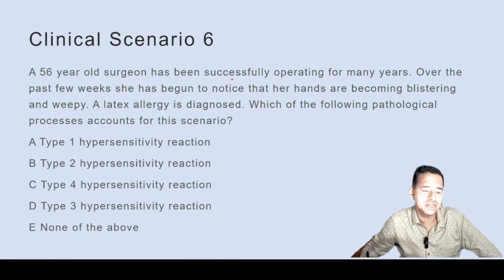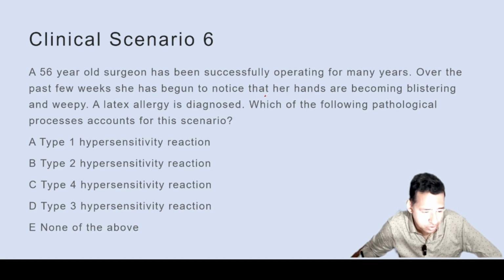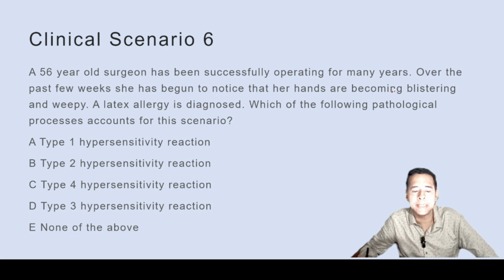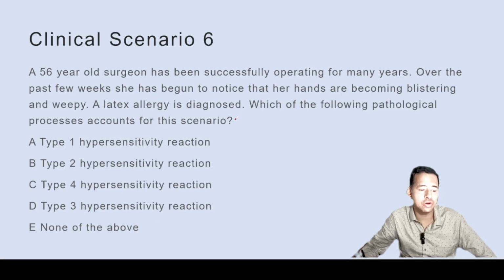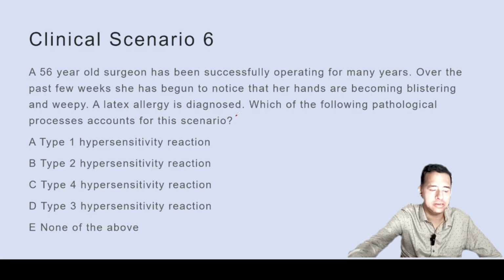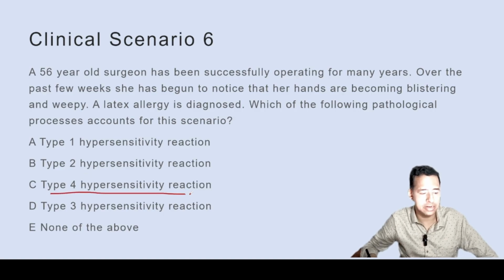So, sixth scenario. A 56-year-old surgeon has been successfully operating for many years. Over the past few weeks, she has begun to notice that her hands are becoming blistering and weepy. Okay, latex allergy is diagnosed. Which of the following pathological processes accounts for this scenario? Ultimately, this is chronic, so type 4 hypersensitivity reaction.